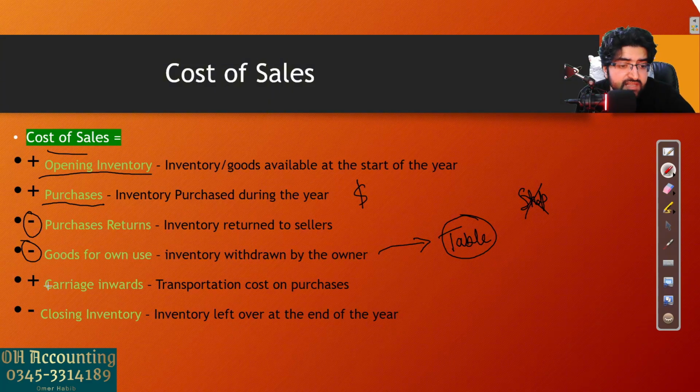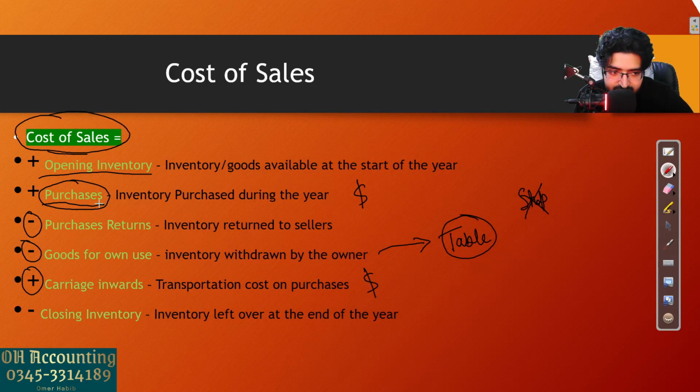Okay. Carriage inwards. This is the transportation cost that you have to pay on the goods that you purchase. So this is the transportation cost on these purchases. Obviously you have to pay for this. This is an expense. This is the part of cost of sales.